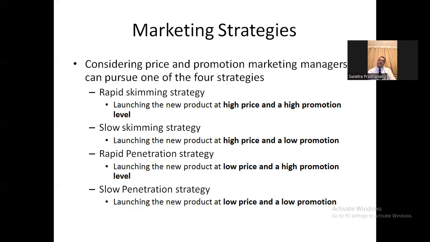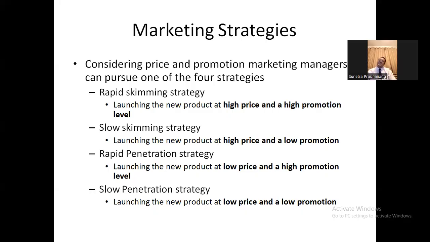We use rapid skimming, for example, for mobile phones and televisions. At first, the technology is expensive. Later on, it becomes cheaper and affordable. What's the difference between rapid skimming and slow skimming? In rapid skimming, we launch the product at a higher price and do massive, high promotion. But in slow skimming, we put the higher price, but we do not promote it as much.